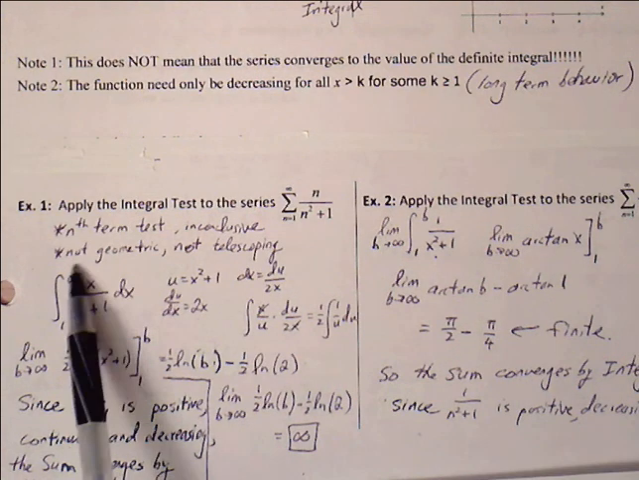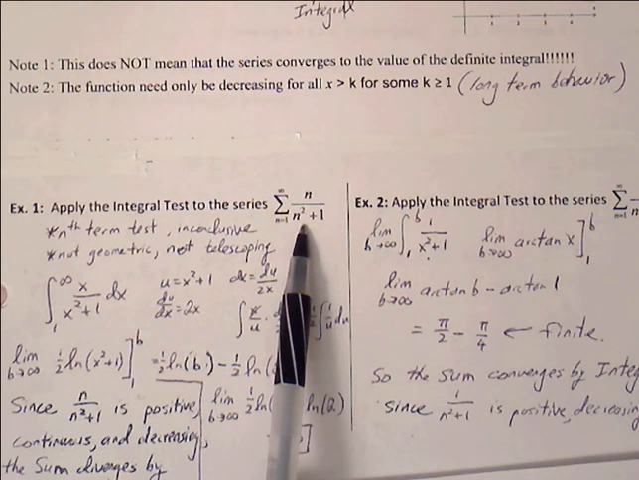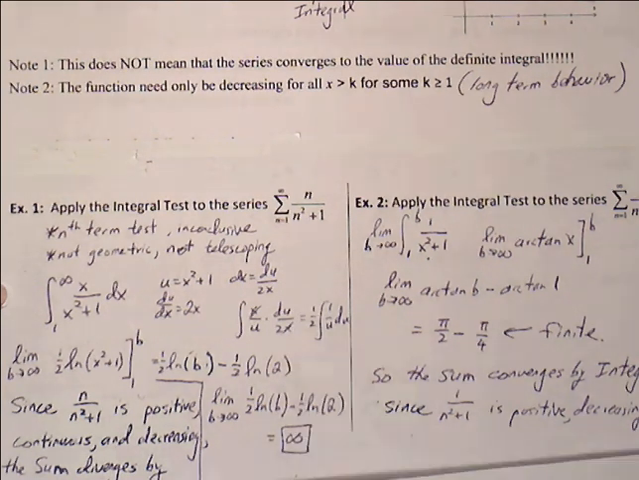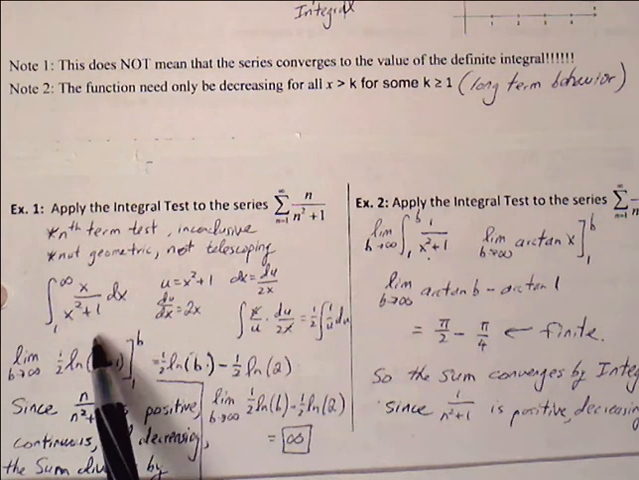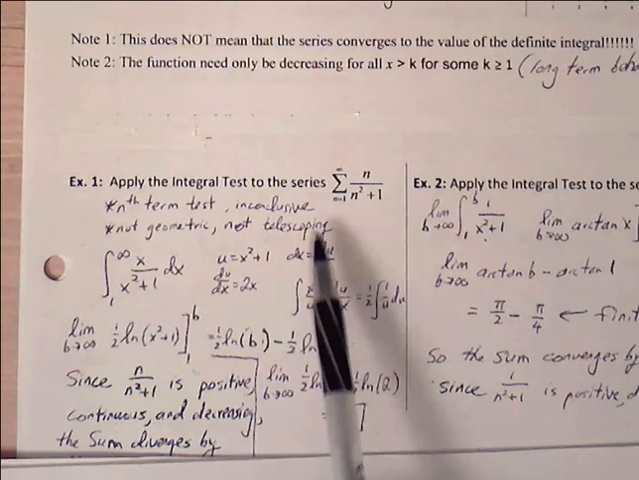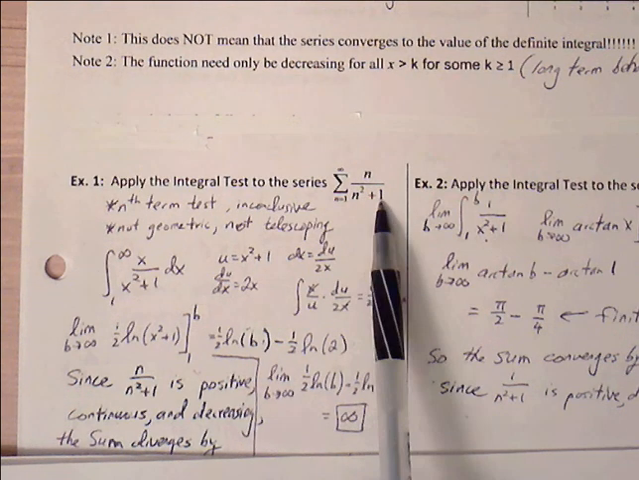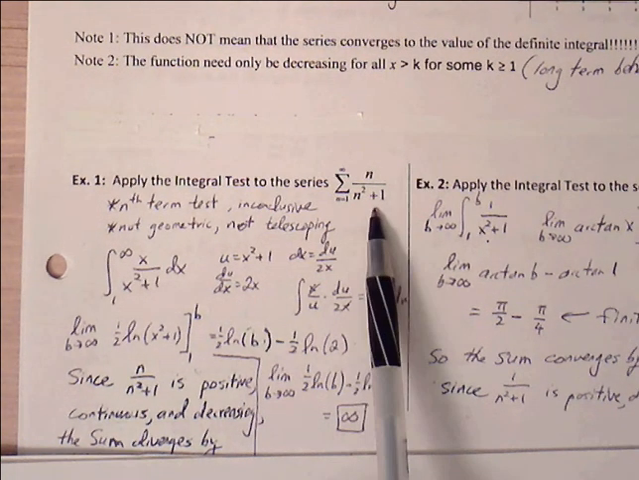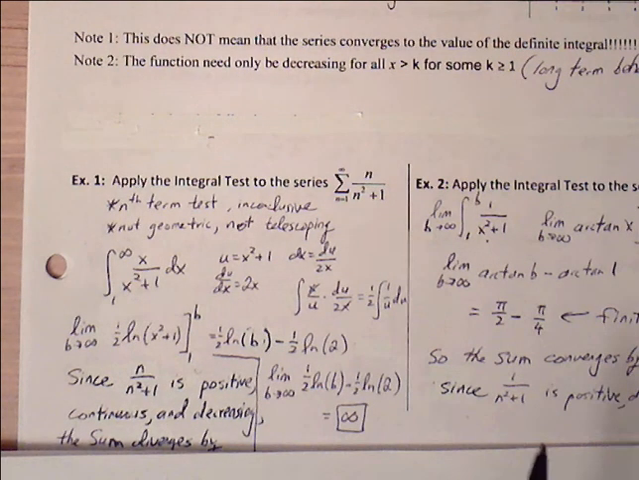Okay, this is obviously not geometric. It's not a telescoping series either. We can't break this down by splitting this up into individual fractions. So not telescoping and not geometric. And so we see if this function is positive, okay, for n greater than 1. This function is decreasing, because n squared plus 1 is growing faster than n. And it is also continuous. Okay, there are no breaks in the graph. So let's see if we can test this using the integral test.